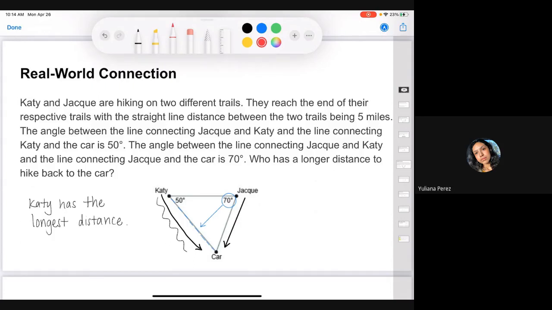Okay. Any questions? So again, opposite the largest angle is the largest side. Opposite the smallest angle is the smallest side. Opposite the largest side is the largest angle. Opposite the shortest side is the smallest angle.